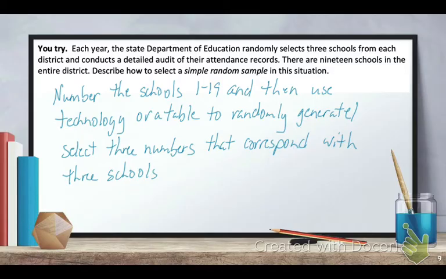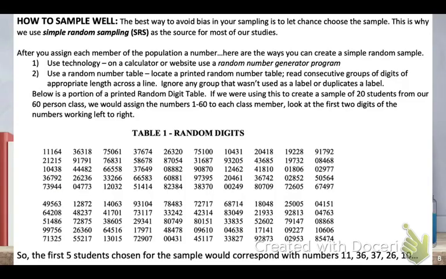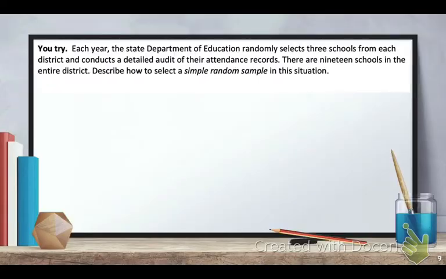So let's look back at the table and let's see what that would look like. Going left to right, and this time we're going to just choose 2 digits, so we would choose 11, and we would skip 36, 75, we're scanning, and then we would choose 10 from the number 10431, and then we would choose 19. So schools corresponding with the numbers 11, 10, and 19.